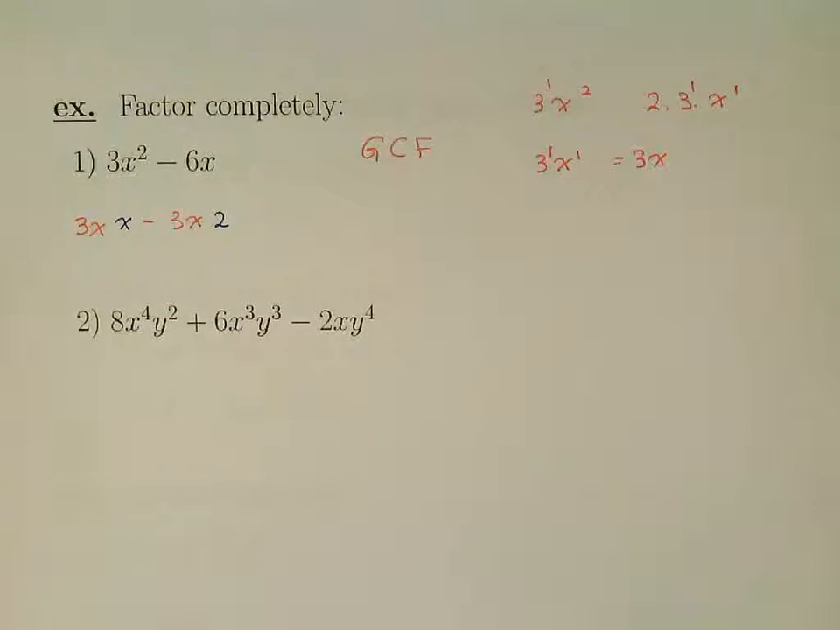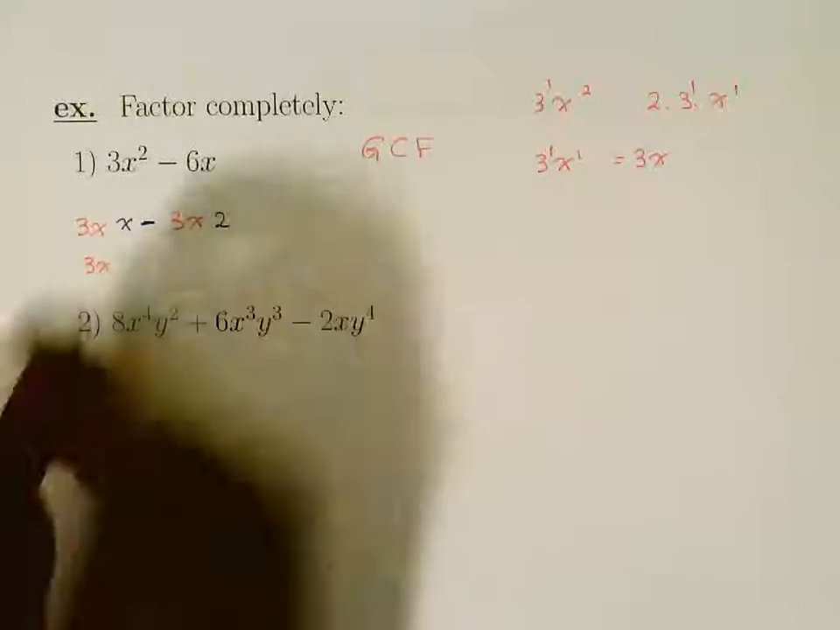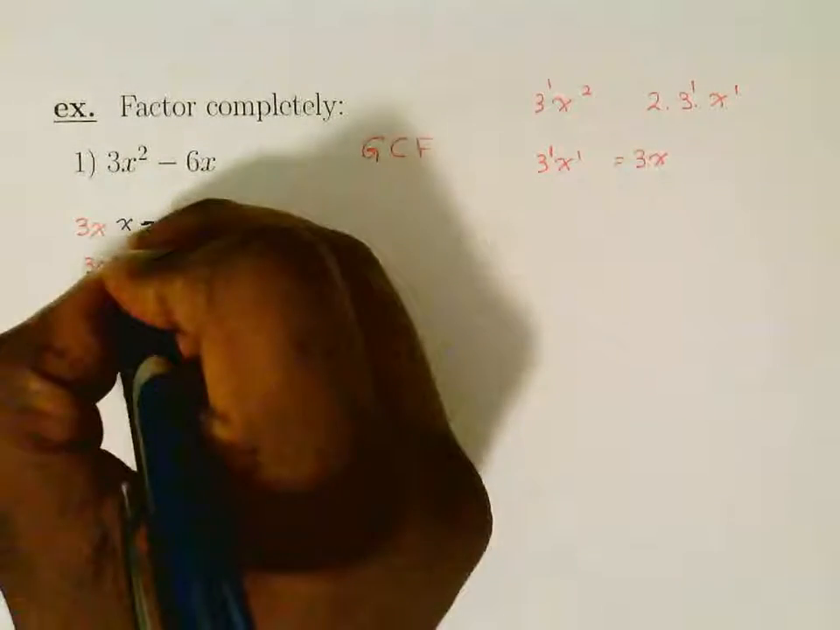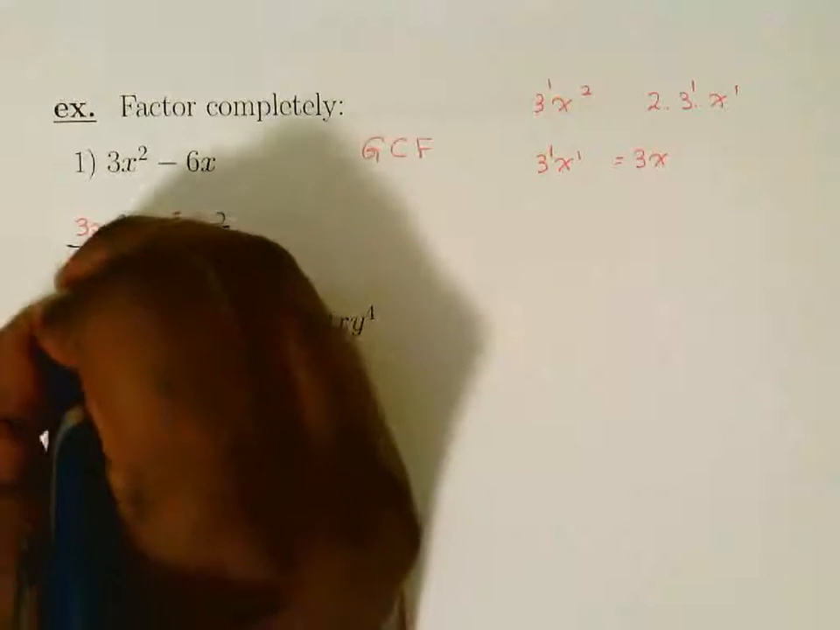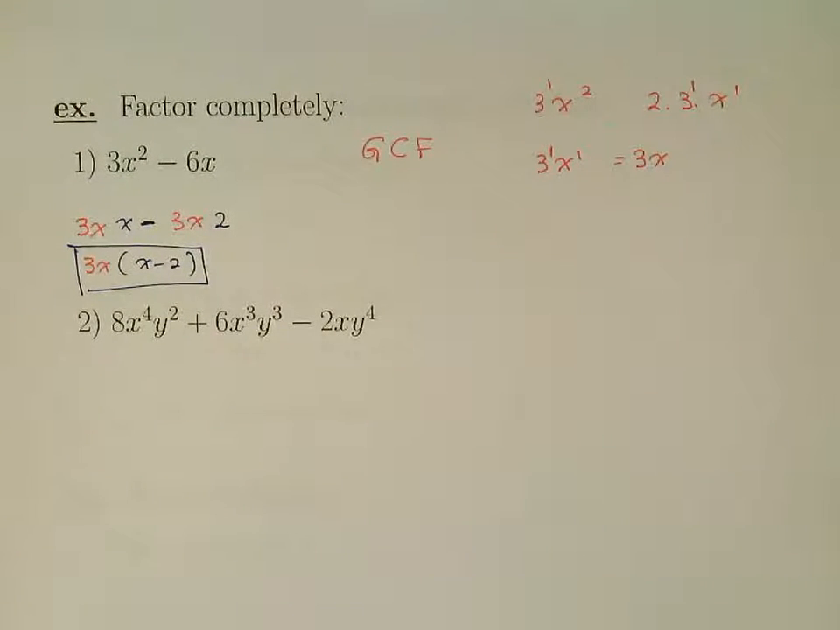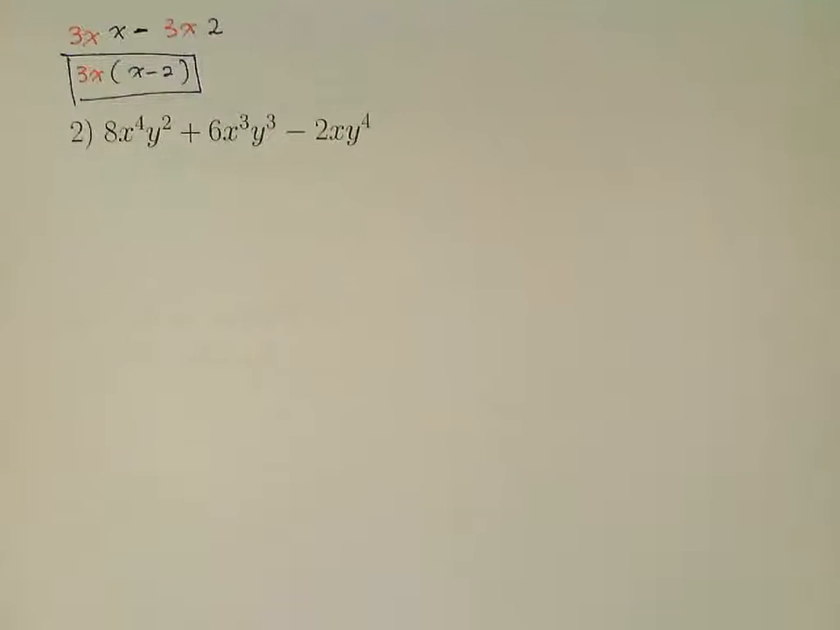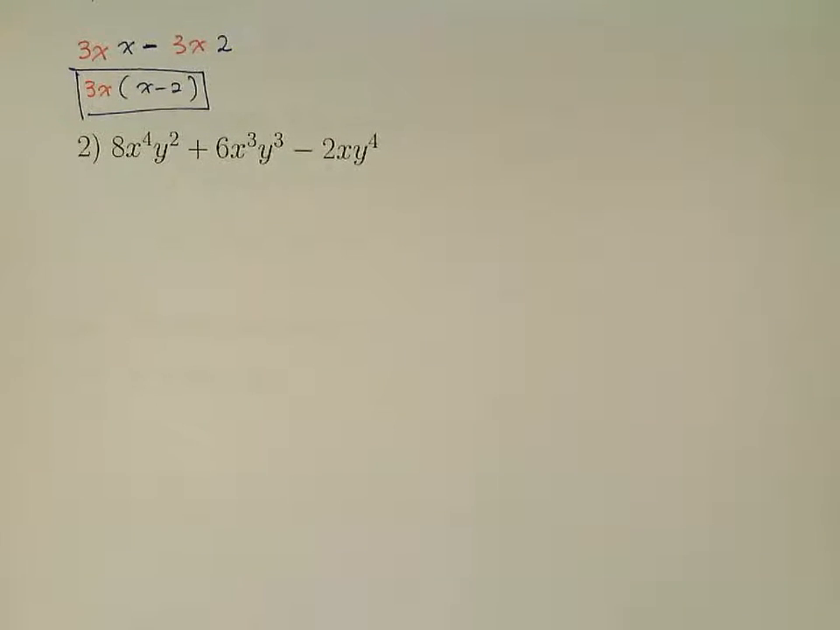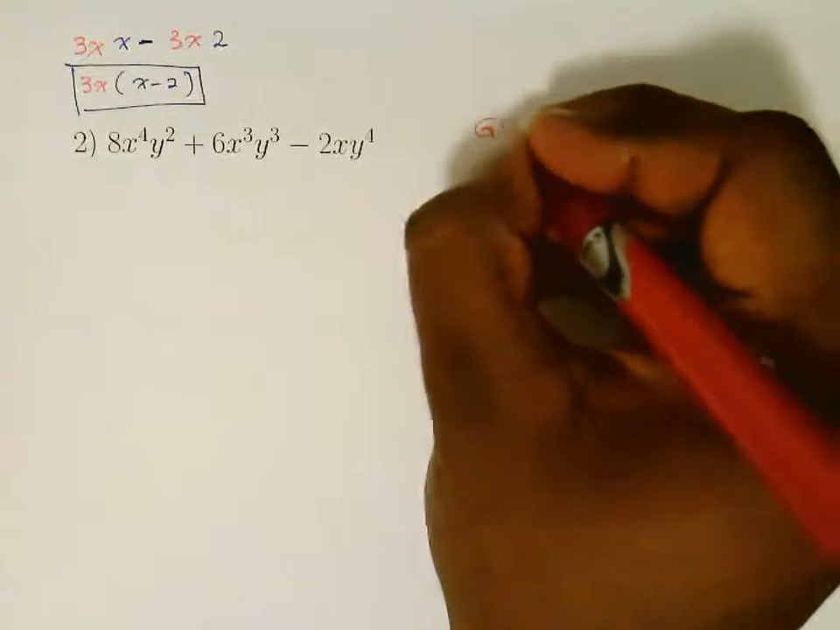Okay, now you can see 3x is the common factor. So you can take it out. And then inside, open a parenthesis, you should see x minus 2. Okay, so let's see number 2 here. In number 2, you can see, well, it's a little long, but you can still find what the GCF is.